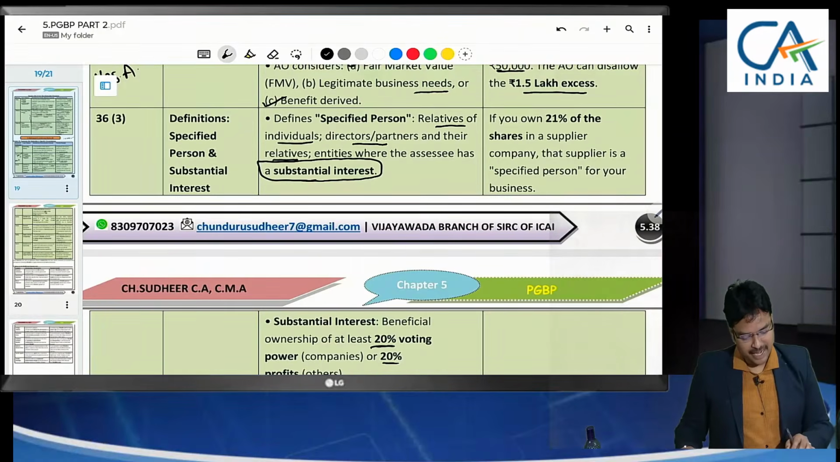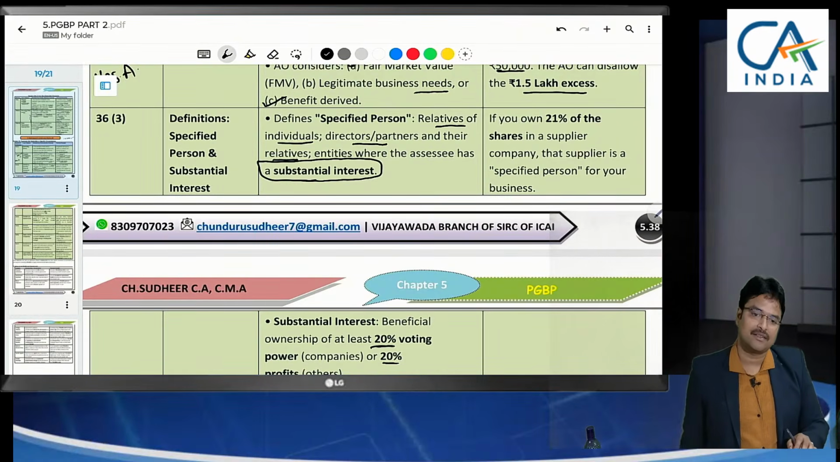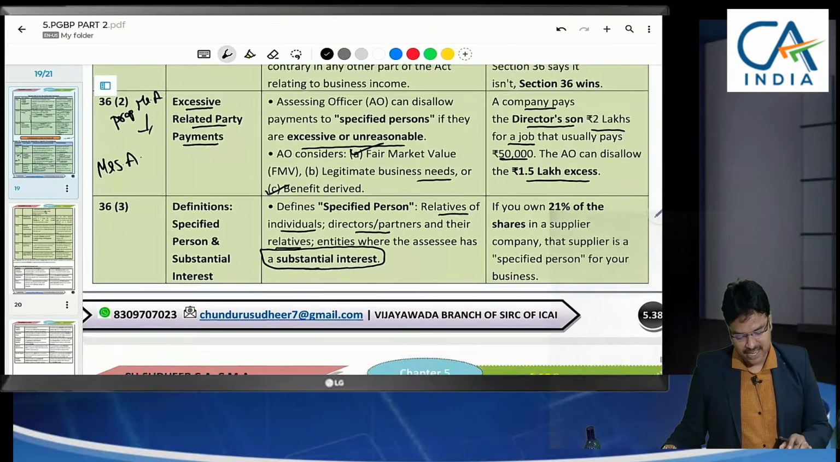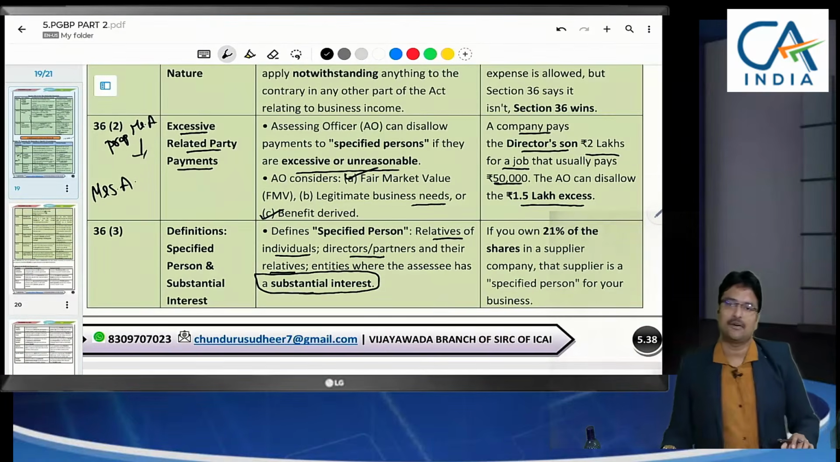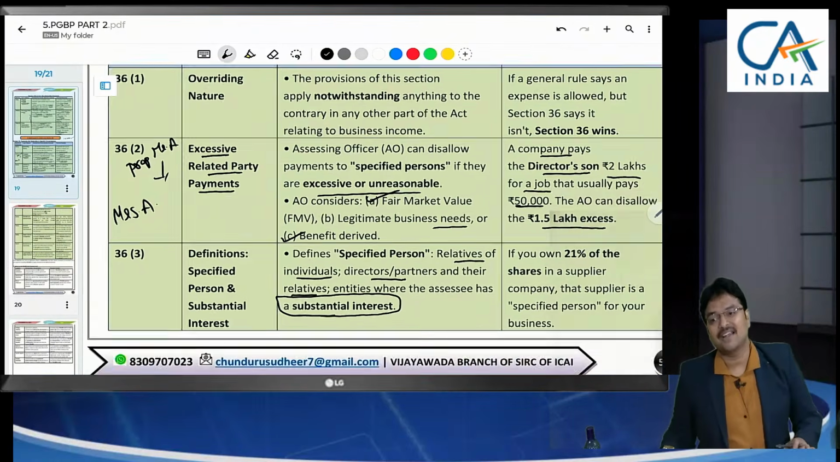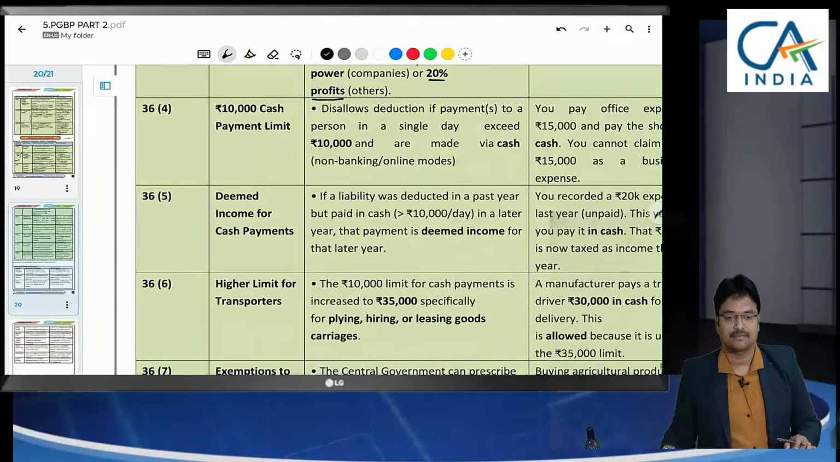To that shareholder, any payment is made. If he is a supplier, to him we are making purchase payment. That purchase over and above market value, if we are making payment, that will be disallowed. The officer is not saying that payment to relative will be disallowed. Payment made to relative which is excessive and unreasonable will be disallowed.